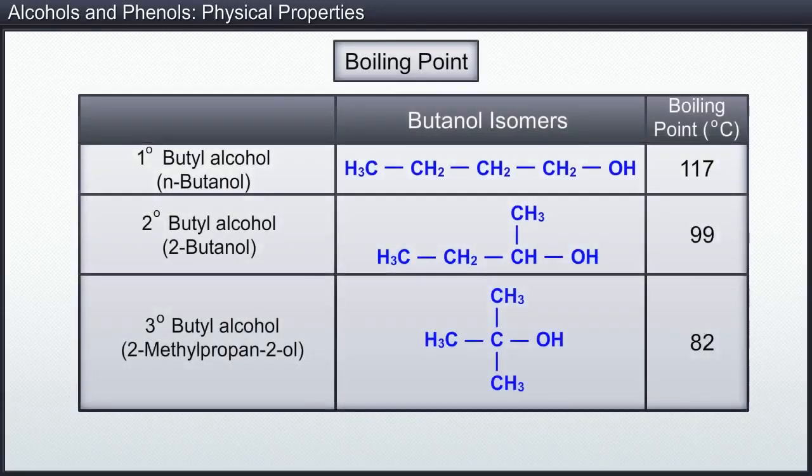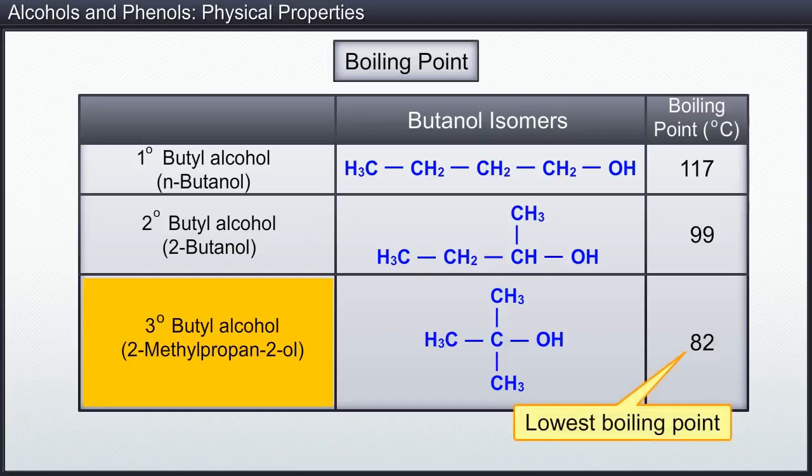Therefore, among the isomers of butanol, tertiary butyl alcohol, 2-methyl-propan-2-ol, has the lowest boiling point, as shown in the table.